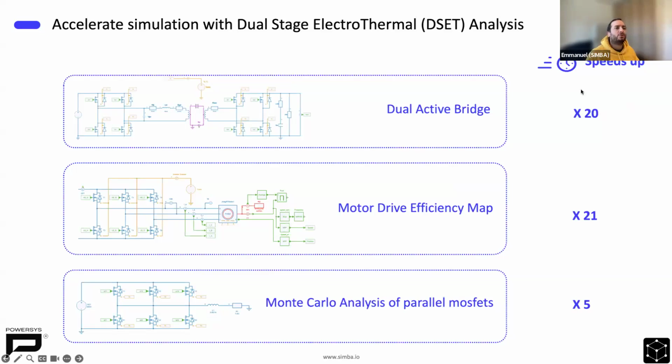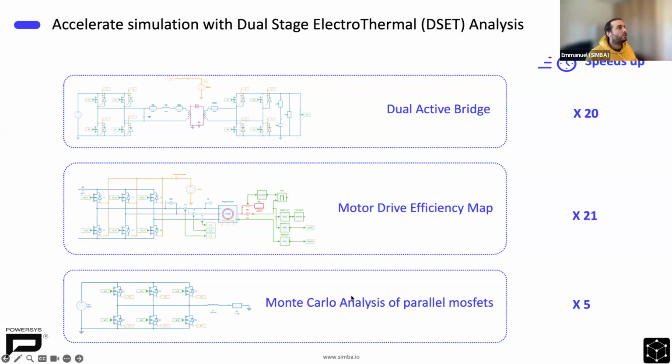So for the dual active bridge, the speed up is about 20. For the motor drive efficiency map that I showed, it was 21. And for the Monte Carlo analysis, it's about a ratio of 5. So we're 5 times faster. And what explains the difference in speed up? It's mostly the difference between the time constants, the switching frequency and the thermal time constants. If the two time constants are very far away from each other, the gain will be higher. If they are very close, there is not so much benefit of using it. But of course, there is always a difference between the two.